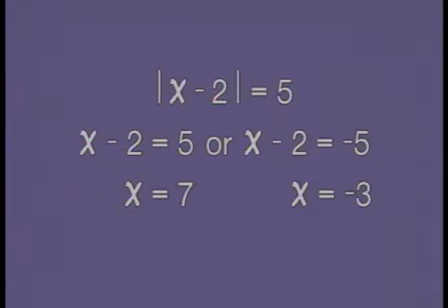7 minus 2 is 5. The absolute value of 5 is 5. It checks. Replace the x with -3 in the original equation. -3 minus 2 is -5. The absolute value of -5 is 5. So our two answers check.